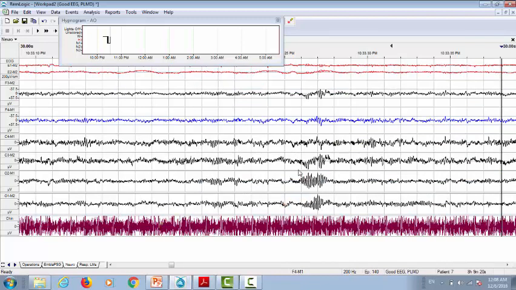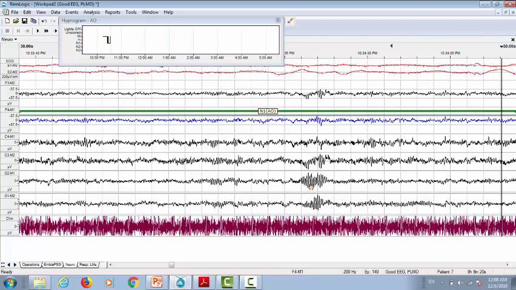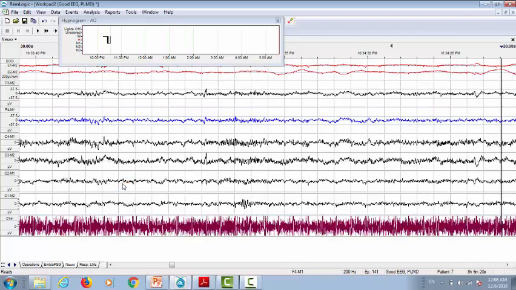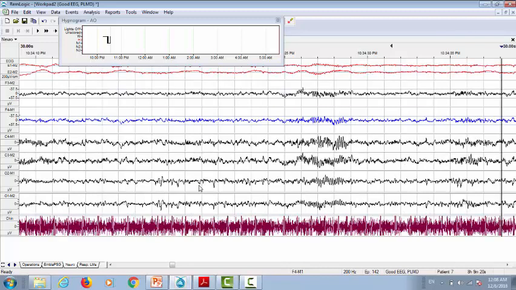We have some bursts of alpha. However, this makes less than 3 seconds, so there is no arousal. The epoch is in N1. Slow eye movements and LAMF, so this is in N1.